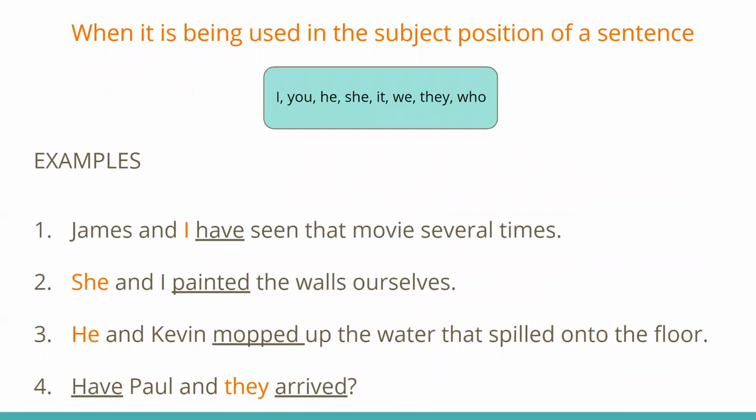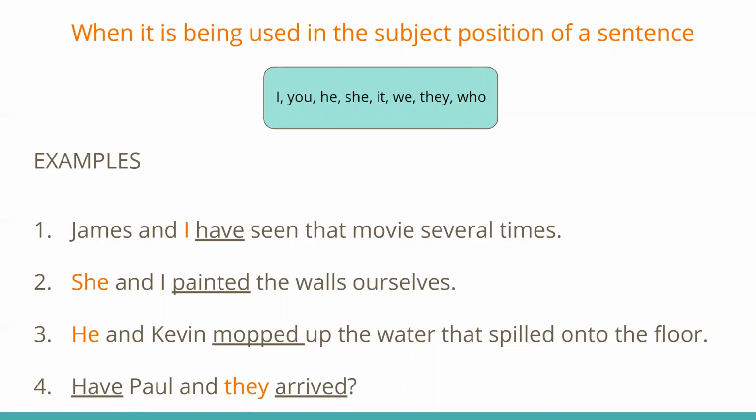So let's look at examples of each rule. And it's a good idea to have a list of the subject pronouns for reference. So we use a subject pronoun when it is being used in the subject position of a sentence. James and I have seen that movie several times. I underlined the verbs in each of these sentences. So, who have seen the movie? James and I. That's the subject position of a sentence.